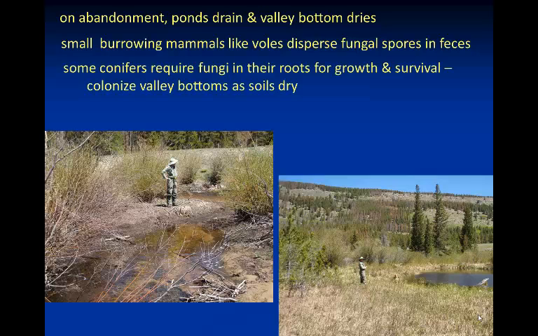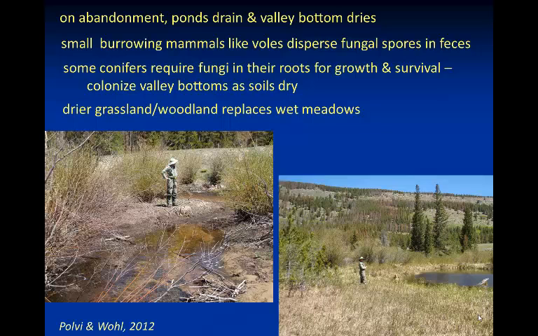That facilitates the colonization of the valley bottom by conifers, as you can see in the photo on the right here. Behind that pond that's shrinking and drying with time, there's some spruce and fir coming into the valley. So basically you go more towards an upland, dry environment as the water table declines and the vegetation changes. And sometimes these are referred to as drier grasslands or woodlands rather than the wet beaver meadows.